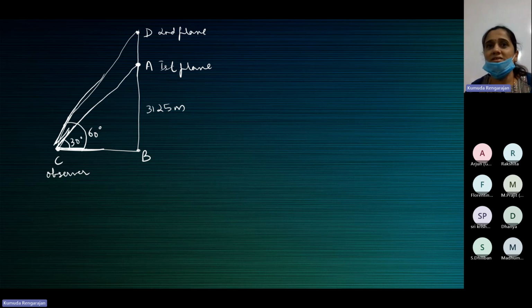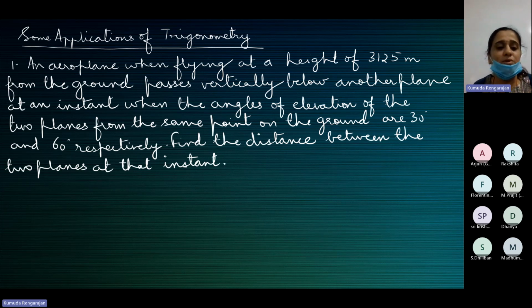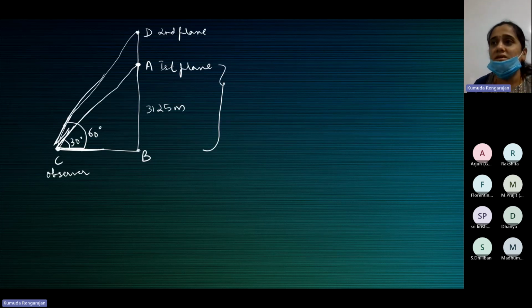How simple was that? That's it. This one is 3125. That's it. You make this figure correctly, now you cannot go wrong in answering. Now find the distance between the two planes at that instant, because now they've moved in their own ways. At that particular point, they were one below the other. What is the distance? You need to find this one.